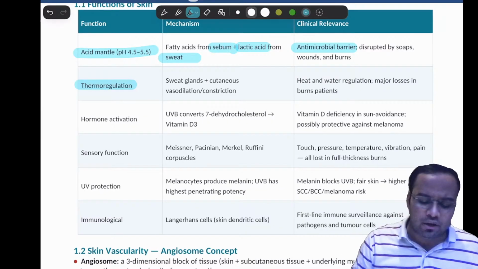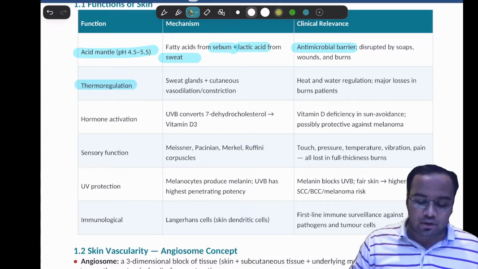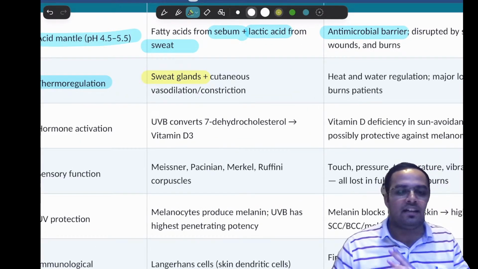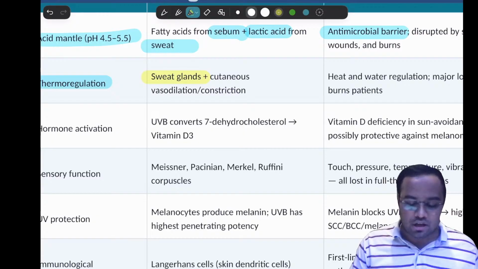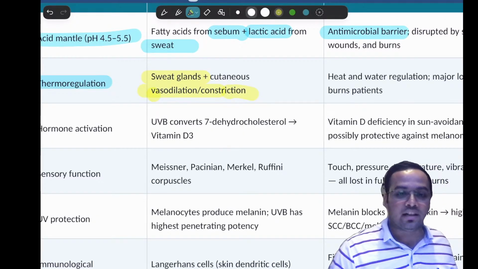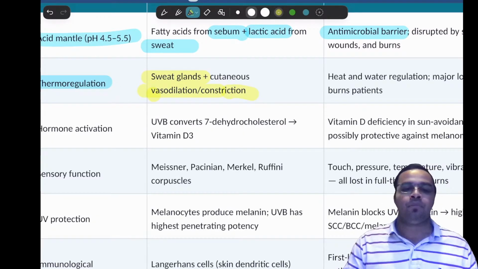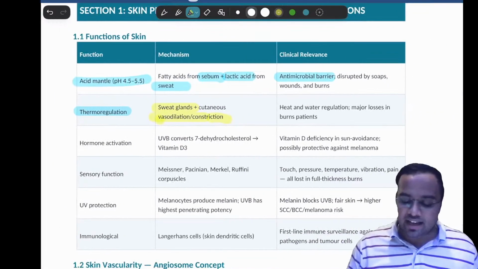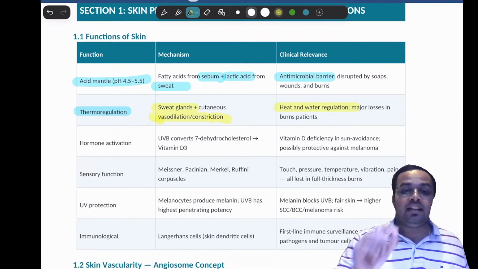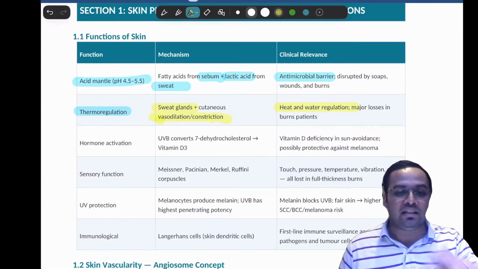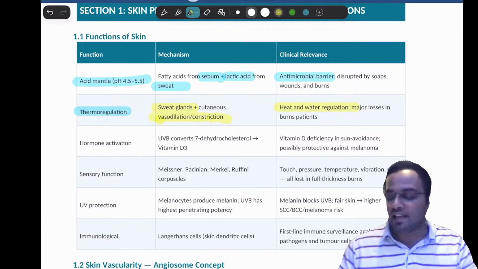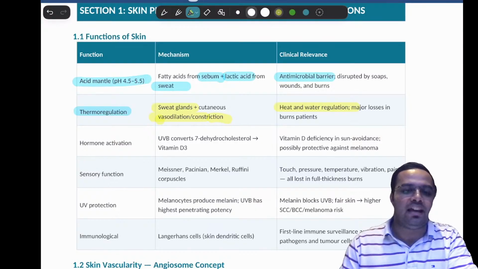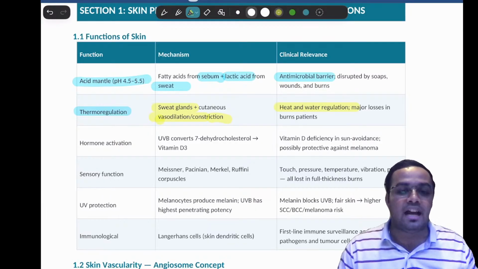How is thermoregulation going to take place? Thermoregulation is because of the sweat glands. The fluid is going to evaporate, and along with that the temperature is going to reduce. Also, because of the cutaneous vasodilation or constriction concept, the skin is going to be warm or cold, and because of that thermoregulation takes place. Heat and water regulation is very important because in burns patients there are rapid fluid losses. With no skin over the surface, the water is going to evaporate like anything, and that is the reason the patient will go into dehydration and hypovolemia.